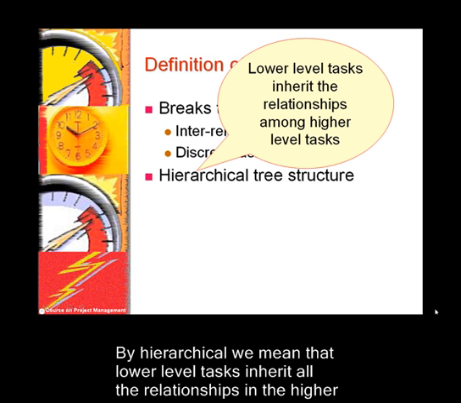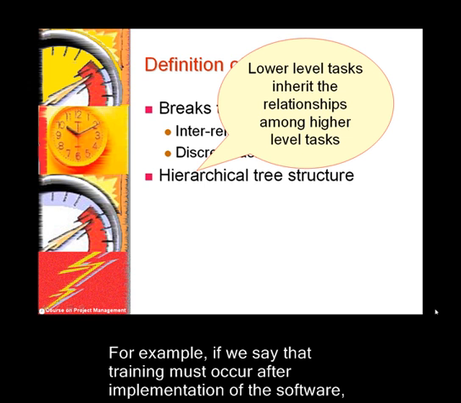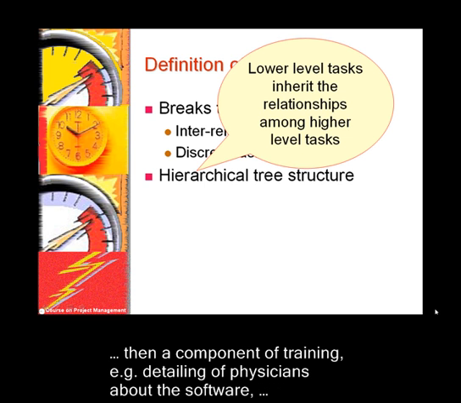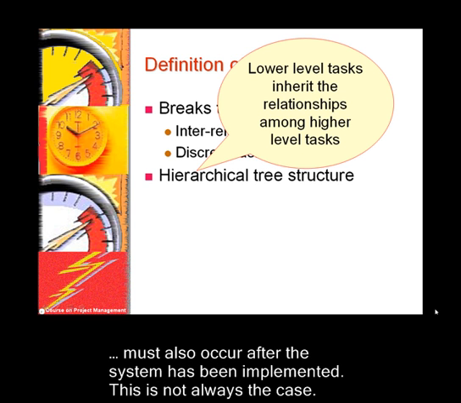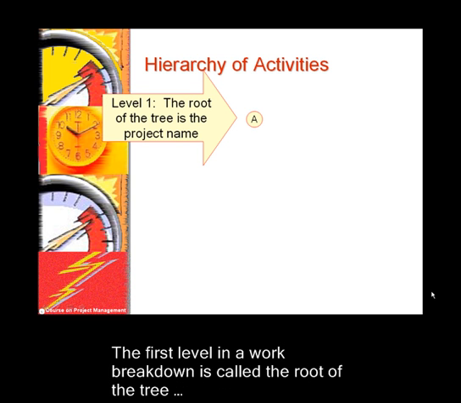By hierarchical, we mean that lower level tasks inherit all the relationships in the higher level tasks. For example, if we say that training must occur after implementation of a software, then a component of training, like detailing of physicians about the software, must also occur after the system has been implemented. This is not always the case. The first level in a work breakdown is called the root of the tree and is usually the name of the project.